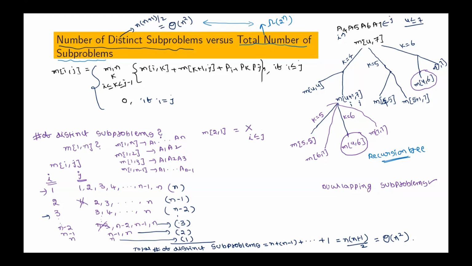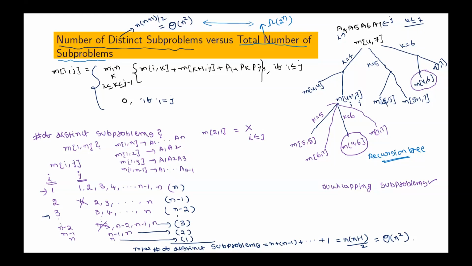So what is the next step? Whatever recursive algorithm we have written, how much time does that algorithm take? Since there are more than 2 power n subproblems, it definitely takes 2 power n or more time. That means exponential time.